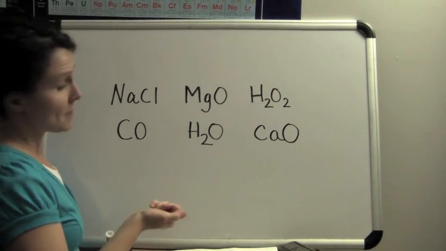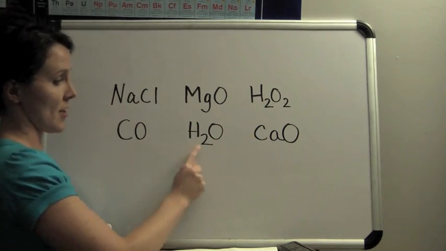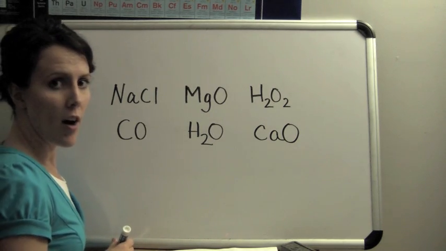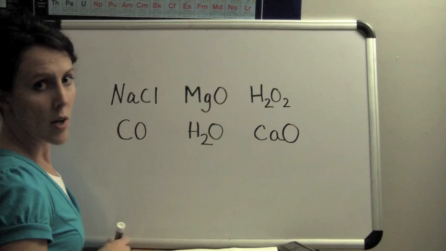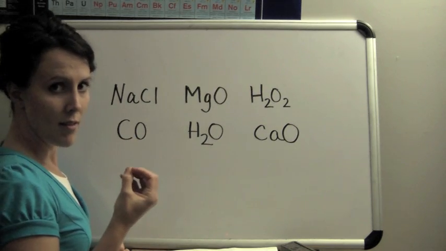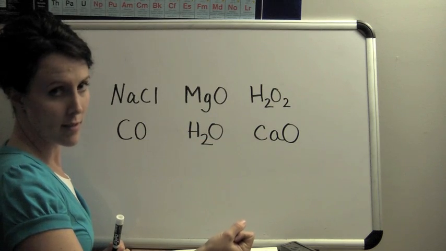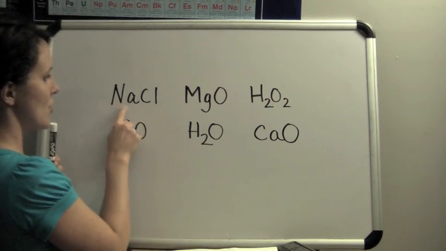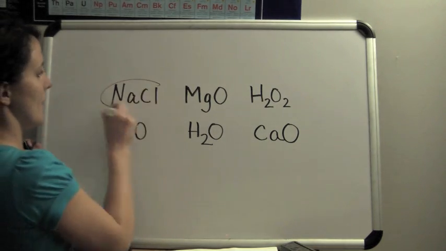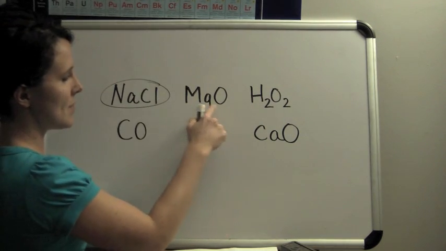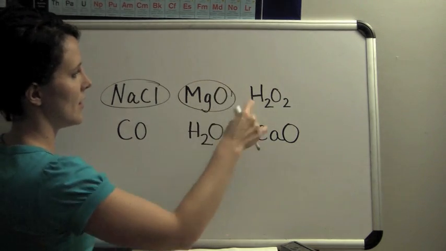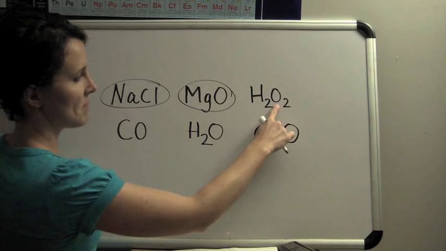Here's a problem for us. I have 6 compounds here. Which of these compounds, and there can be more than one, are ionic compounds? Now let's remember, ionic compounds are a nonmetal and a metal. So let's look here first. Sodium and chlorine. Great. We have a metal and a nonmetal. That's ionic. Magnesium and oxygen. Perfect. Metal, nonmetal.